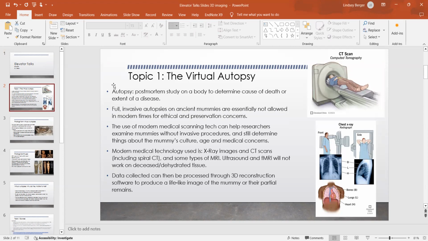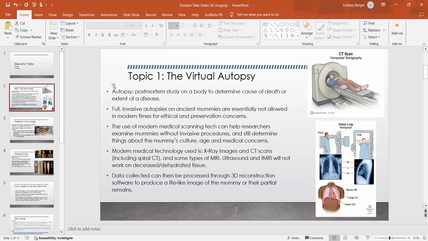When it comes to Egyptology and studying mummies from around the world, we don't really do full invasive autopsies anymore. It's not considered ethical. We don't want to disturb a whole bunch of different tissue and linens. We could actually cause further problems. But we still want to know what happened to that mummy.